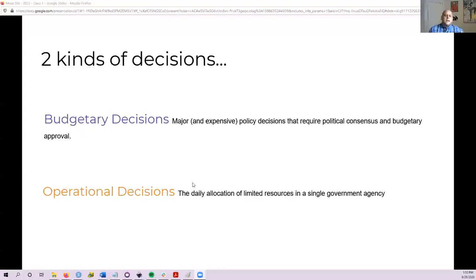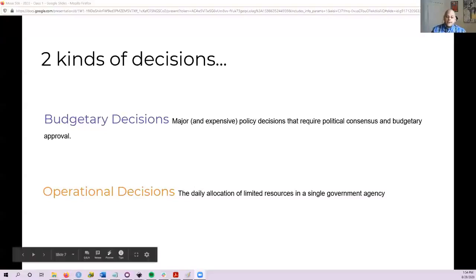The first is budgetary decisions. And these are, I think, what most traditional academics are interested in. This is like, we identify a problem, we pass a bill for $50 million, and then what happens? That money is then sent to a department, to an agency that needs to figure out how to allocate that money in $50, $500, $5,000 chunks.